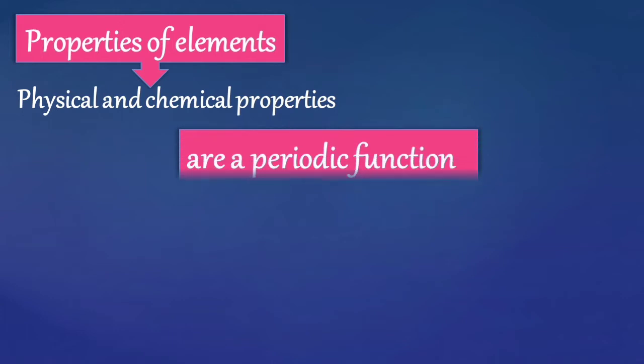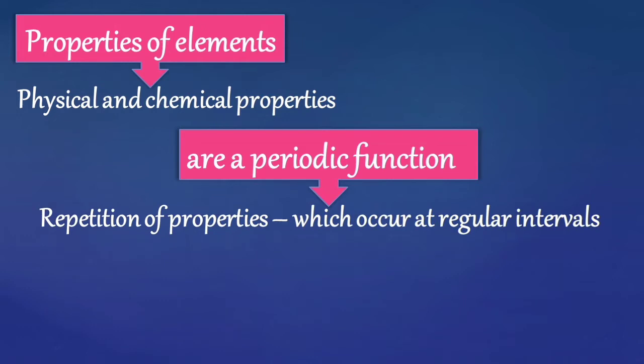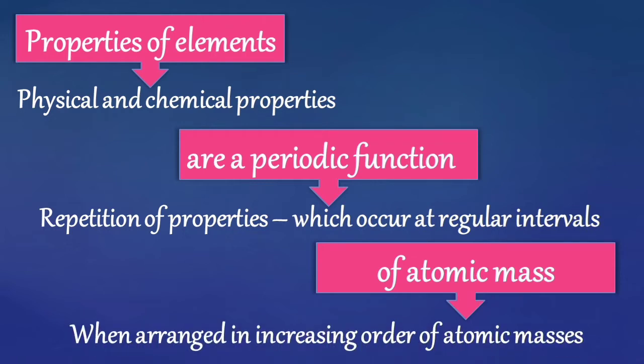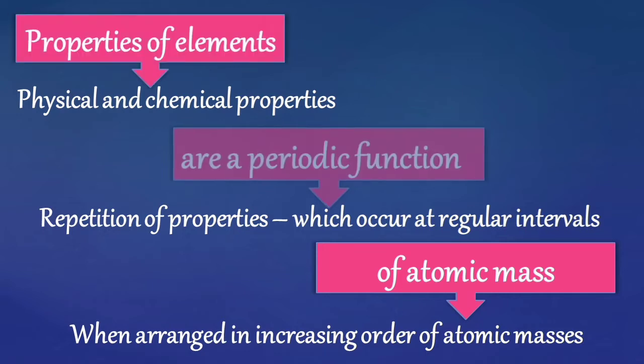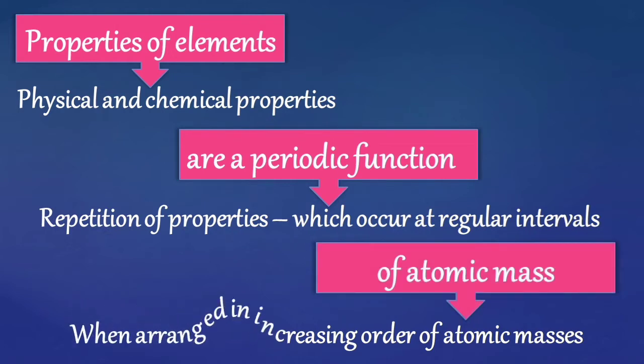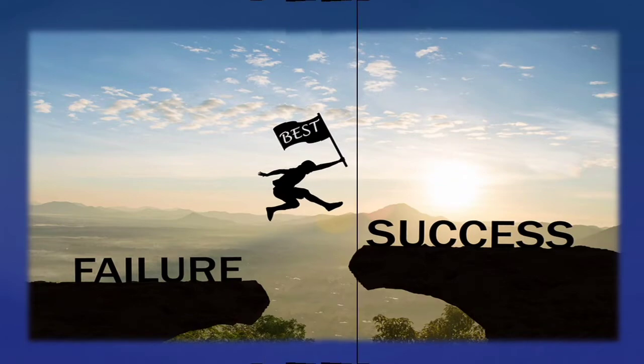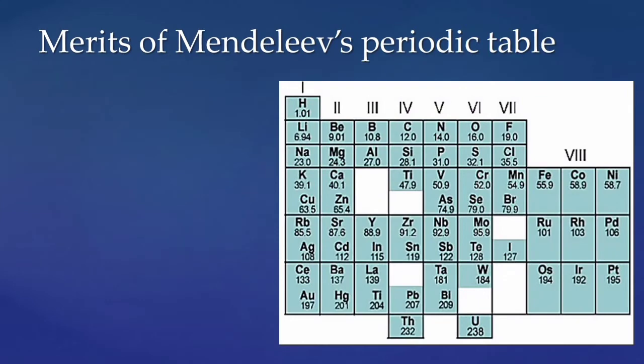Next, a periodic function. Periodic function means repetition of properties, that is, properties occur at regular intervals of atomic mass. This regularity is seen when the elements are arranged in the increasing order of atomic mass. In other words, when elements are arranged in the increasing order of their atomic masses, there is a repetition of properties after certain intervals of elements. Let us now understand how far Mendeleev was successful in designing his periodic table through his chosen characteristics, atomic mass and physical and chemical properties. Moving on to the merits of Mendeleev's periodic table.